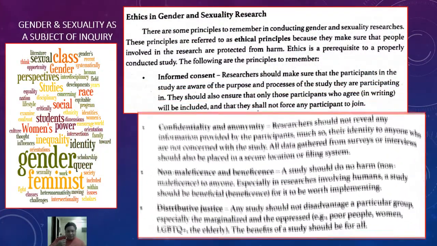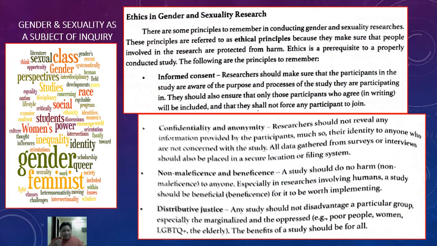Okay, so how about the ethics in gender and sexuality research? There are some principles to remember in conducting gender and sexuality research. These principles are referred to as ethical principles because they make sure that people involved in the research are protected from harm or from manipulation. No? So ethics is a prerequisite to a properly conducted study. The following are the principles to remember.